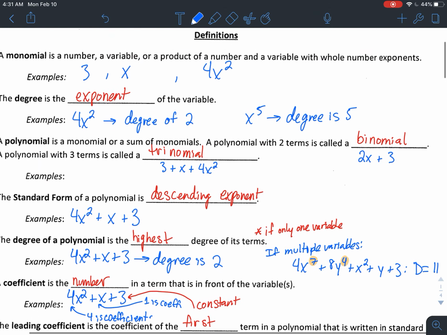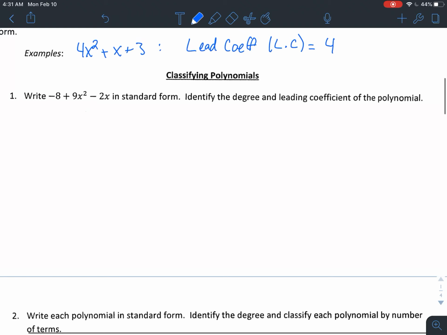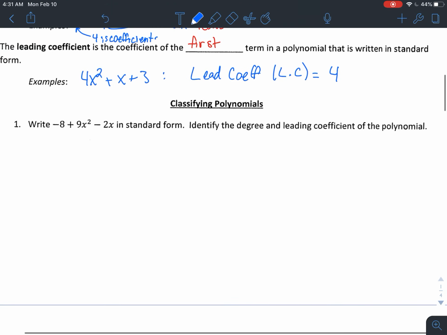So those are all the definitions. Now we just get to use them. And this is what a pretty standard problem will look like for just using the definitions describing the polynomial. So for number 1, they want us to write -8 plus 9x squared minus 2x in standard form, and then identify the degree and leading coefficient of the polynomial. So again, those last two things will be easier once we have it in standard form. So we're going to go ahead and start by putting it in standard form.